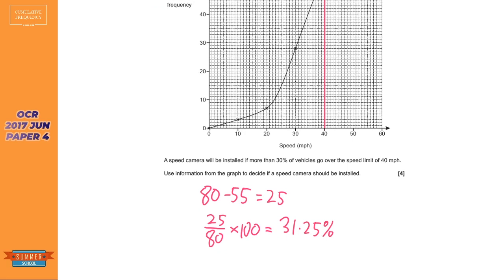It says use this to decide whether a speed camera should be installed. Okay, so we need to actually write down an answer. So that 31.25% is above the 30% here. So yes would be our answer.